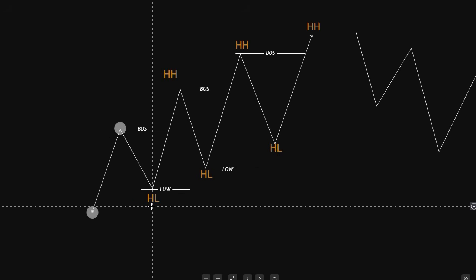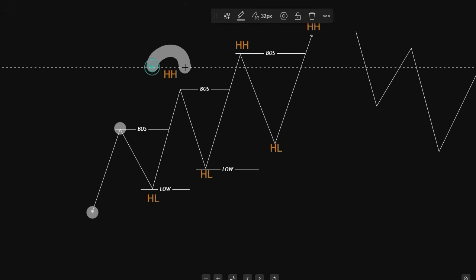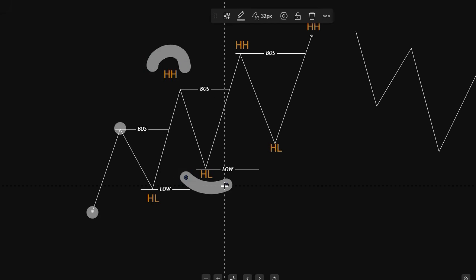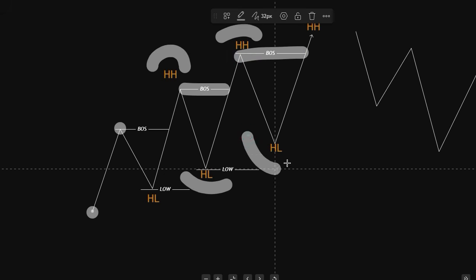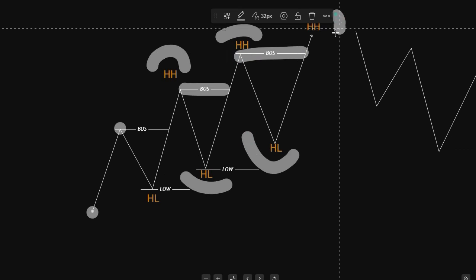This low becomes a new high, and then it becomes a new higher high with a new higher low. When it's breaking out, it's a new higher low and a new higher high. When it breaks again, it creates a new higher low and another higher high.